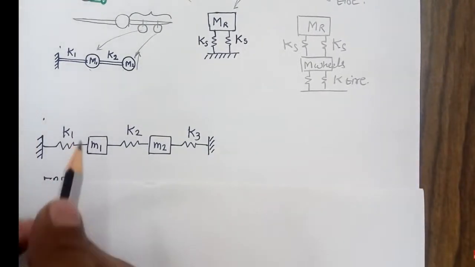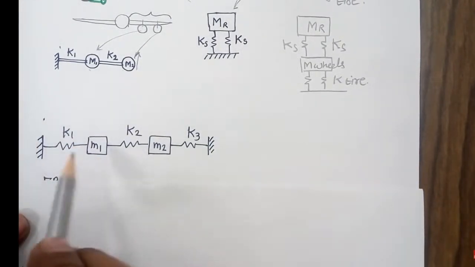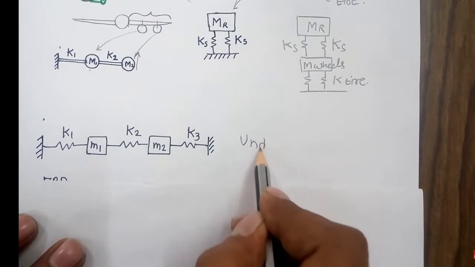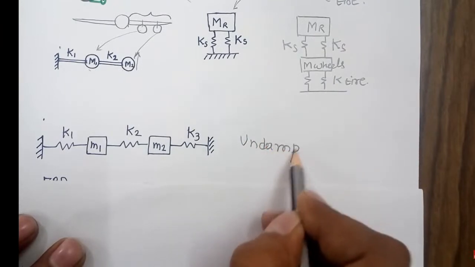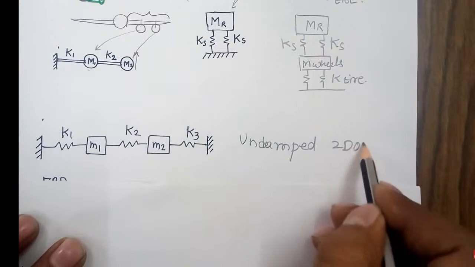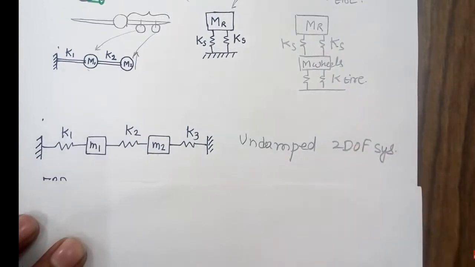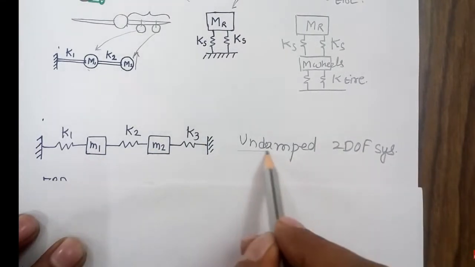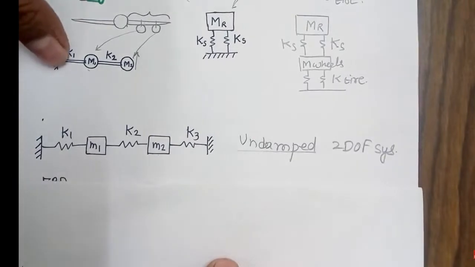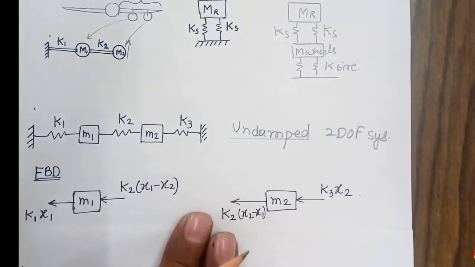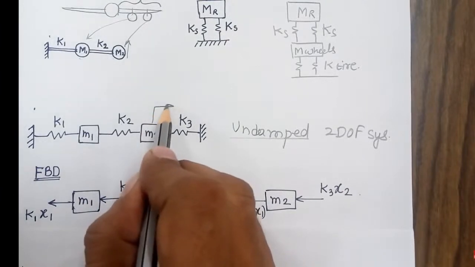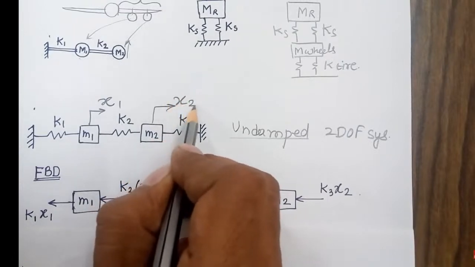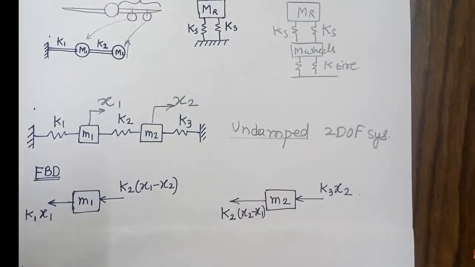You can see here that in this system we have two masses M1 and M2 and three springs K1, K2 and K3. So it is an undamped 2 degree of freedom system. I have not considered any damping, therefore I am taking it as an undamped system. Now I will consider that these two masses can move in this direction, with coordinates x1 and x2 representing the motion of these two masses.